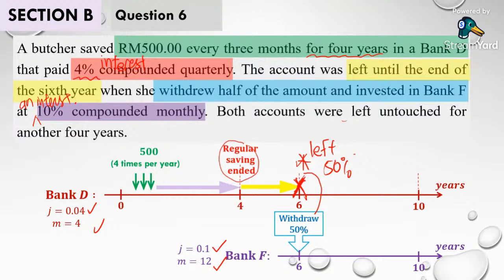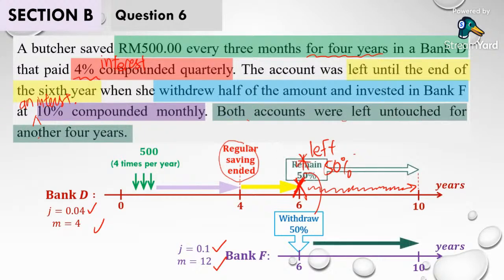So as a result, what happened next is that both accounts were left untouched for another 4 years. That means this account has no more transactions, no more money in and out, all the way until the end of 10 years, because we want to have another 4 years. So this amount will roll all the way to the end of 10 years. So this is the full story that happens, interpreted. And now let us solve our questions for part A.